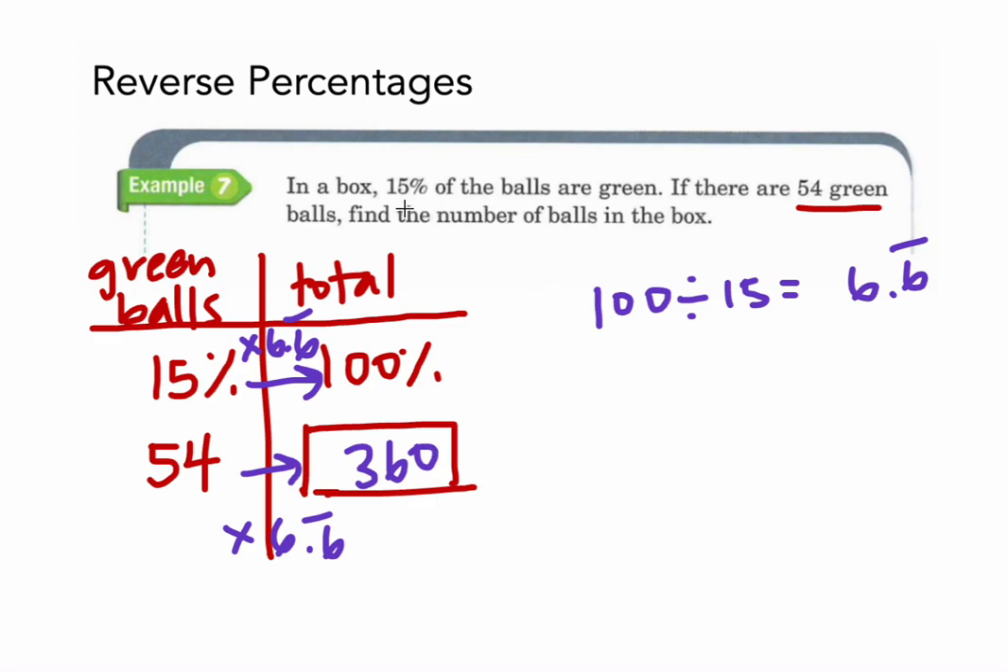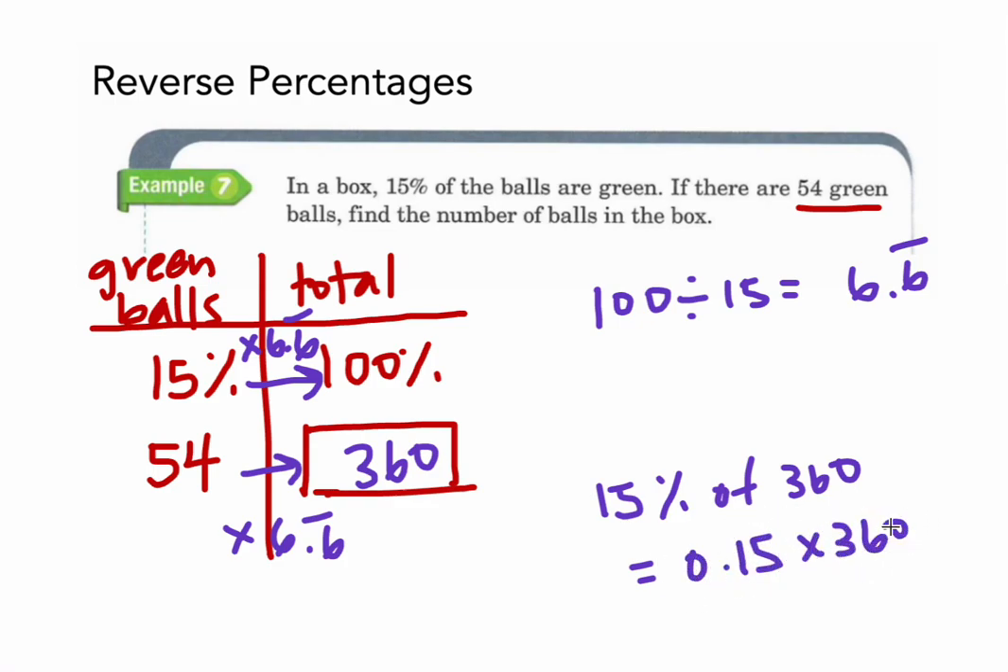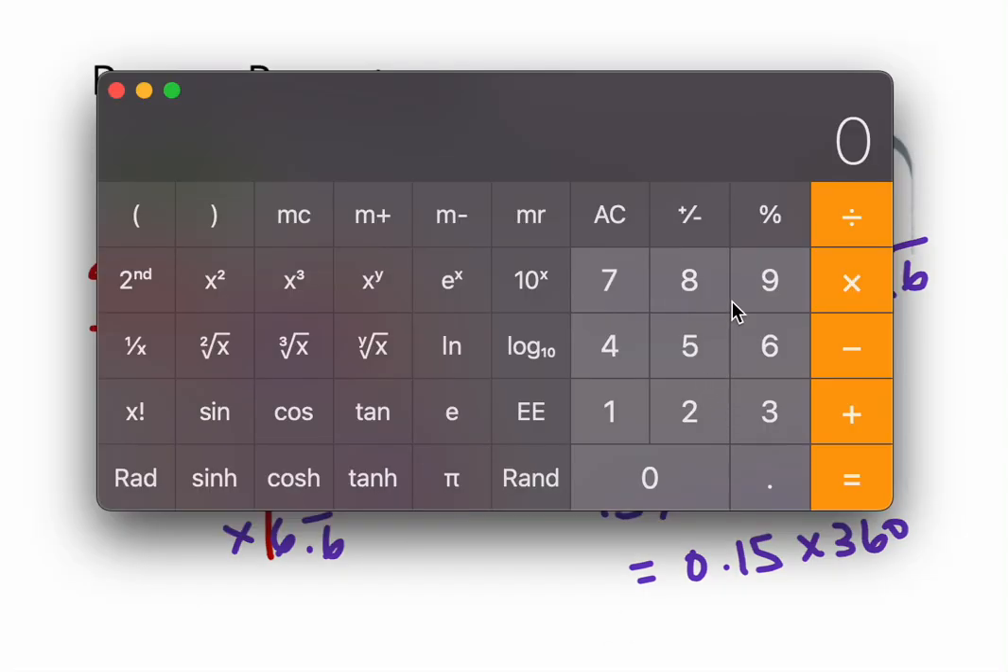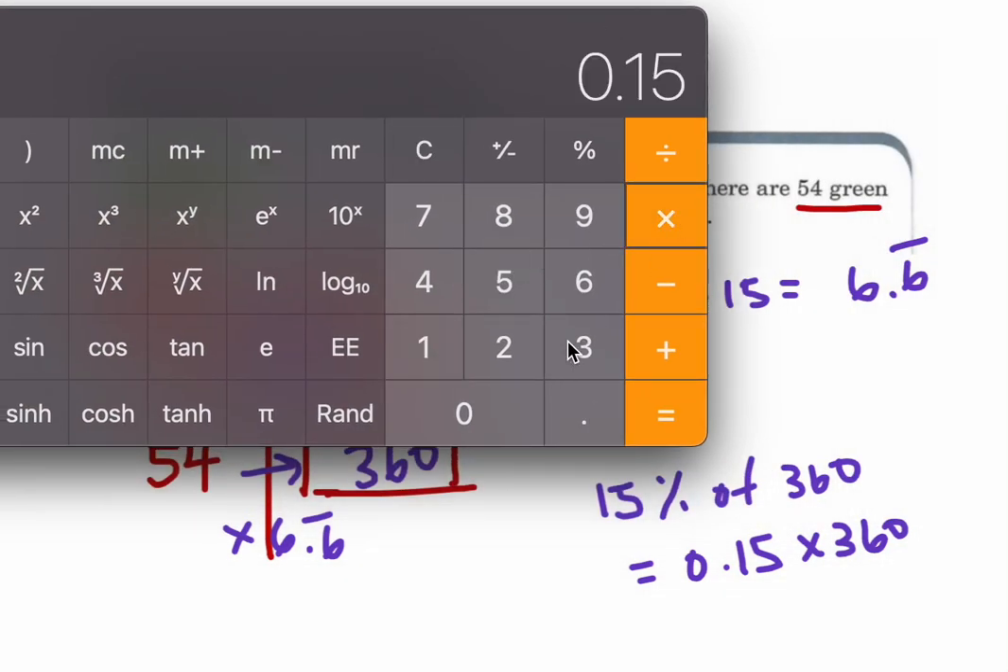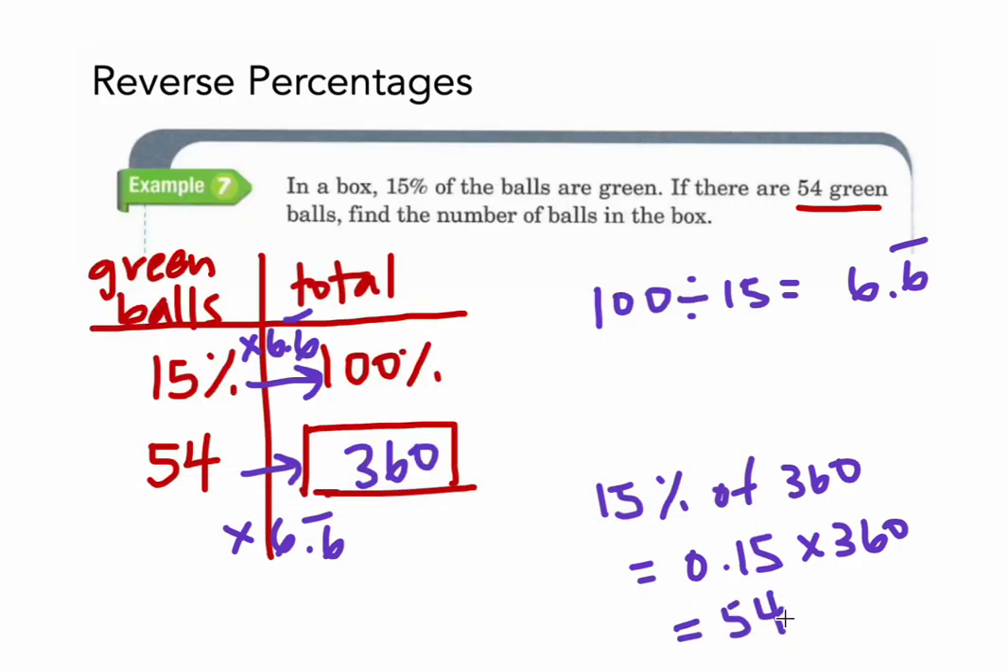So when 15% of the balls are green, and that means 54 total green balls, that means the total number of balls in the box is 360. And I can check that by figuring out what 15% of my total, 360, is. That would be 0.15 times 360. So if I check that, then that's equal to 54. And that is correct. Okay, so the answer is 360 using your table.